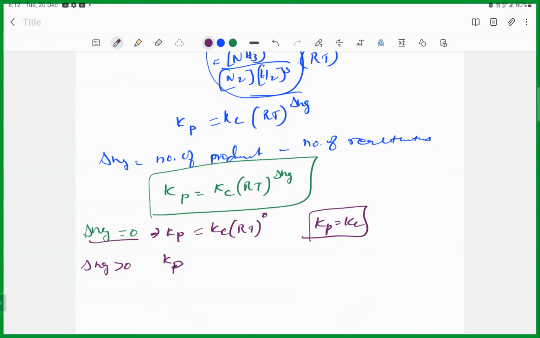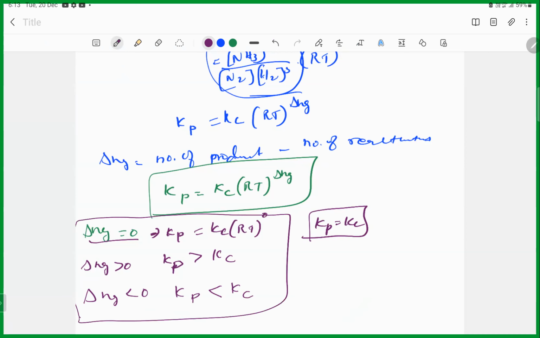Sir, Kp தானே sir? So Kp is greater than Kc. எப்பா இத சொல்றது எத்தனை நேரம்? When delta Ng is less than 0, that means minus value, then Kp is equal to or lesser than the Kc. So this is what we are arriving at. Now you have to solve this problem.